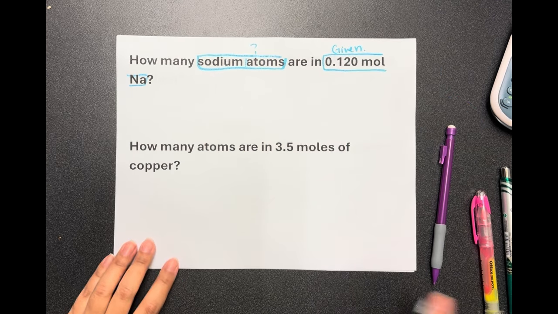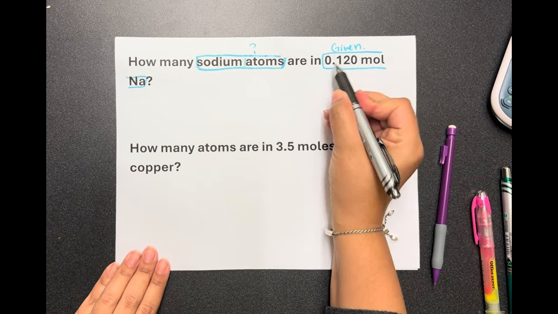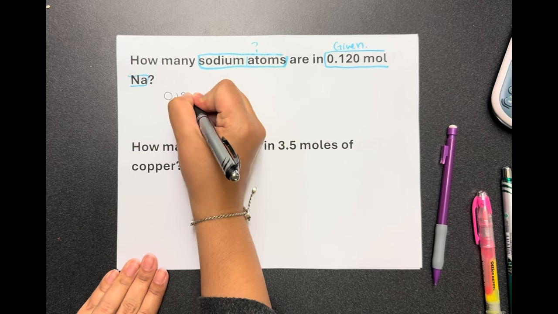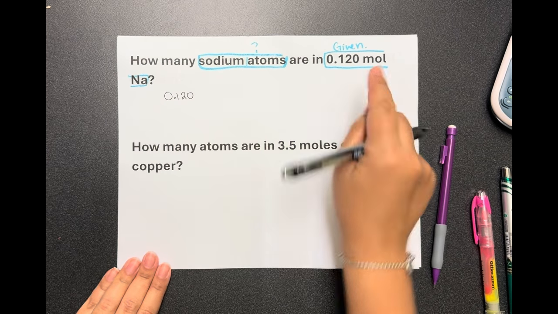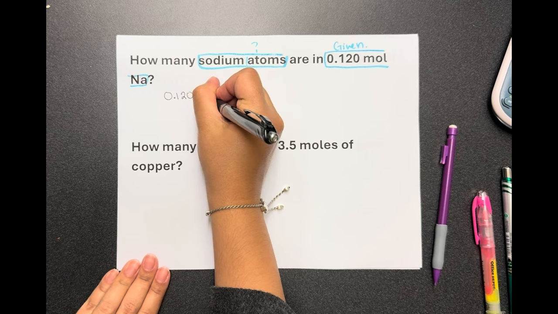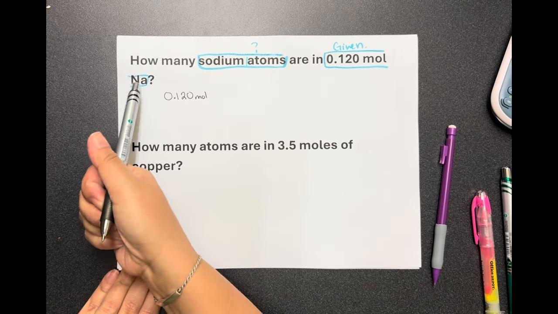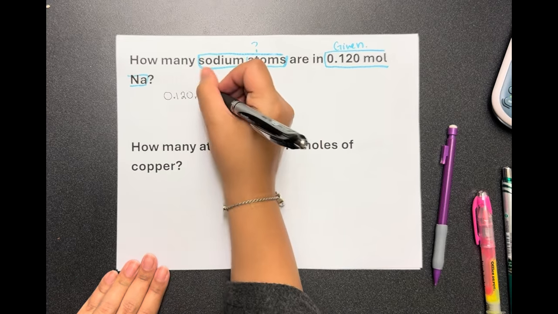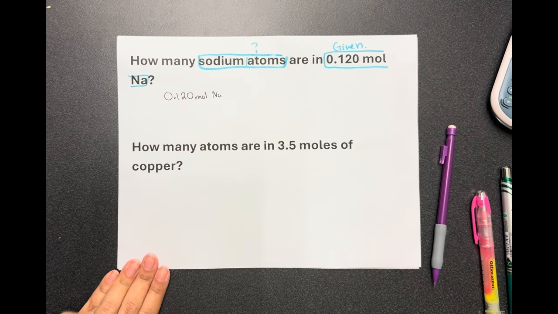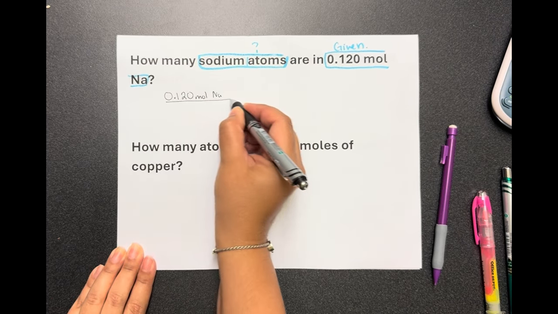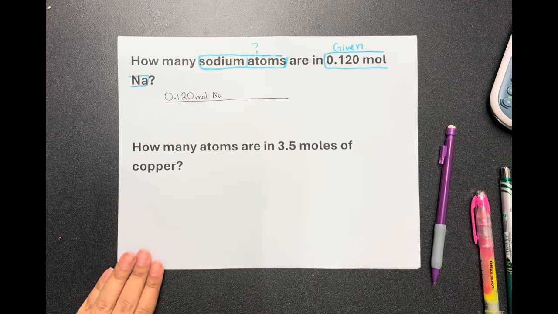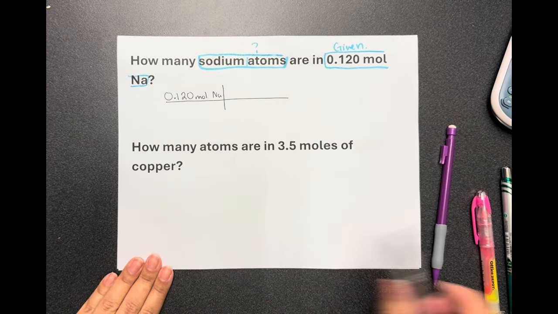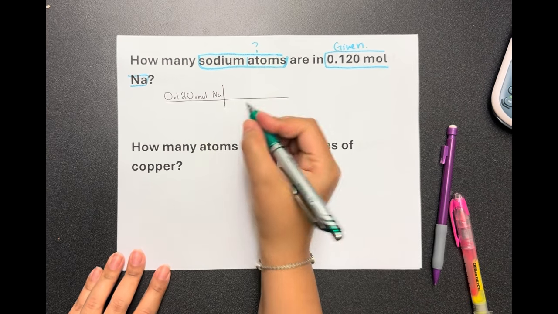The first thing I'm going to do is start with what's given. I'm going to write the number, 0.120. I'm going to write the unit, MOL. And I'm also going to write the symbol of the compound or the element that this is talking about, sodium, Na. Next, I'm going to set it up. I'm going to do a horizontal line, then 1 vertical line, and my next step, I'm going to use a conversion factor.